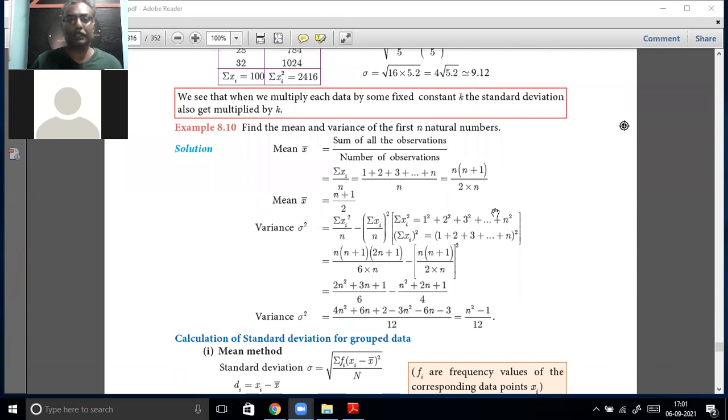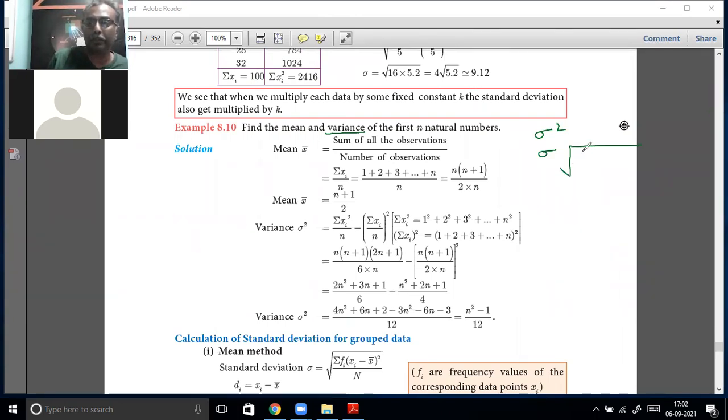Okay, here is one interesting sum. Find the mean and variance of the first n natural numbers. It's not asking for standard deviation. It's only asking for variance. What is variance? Variance is sigma squared. What is standard deviation? Standard deviation is sigma. So instead of putting the square root, you just give the other formula.